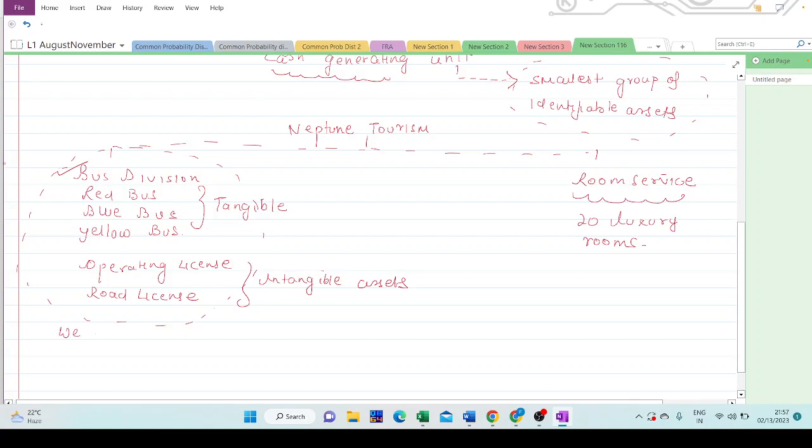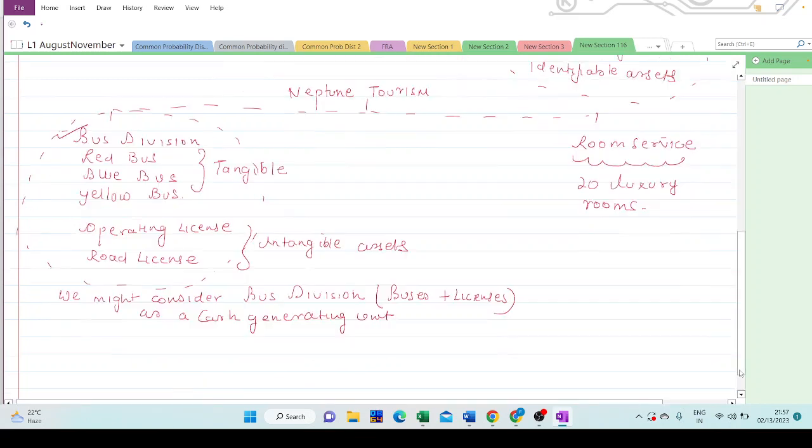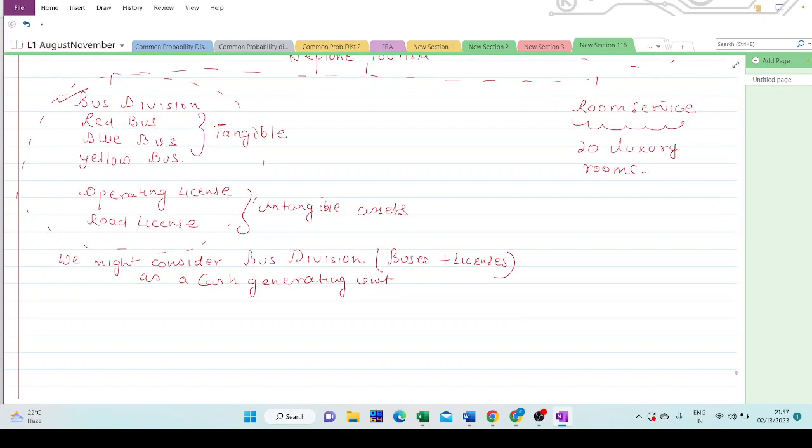Right. So we might consider the bus division, which is a combination of buses and licenses, as a CGU, as a cash generating unit. Right. So this is what a cash generating unit is. Now let us understand the definition of cash generating unit that is given in IAS 36.